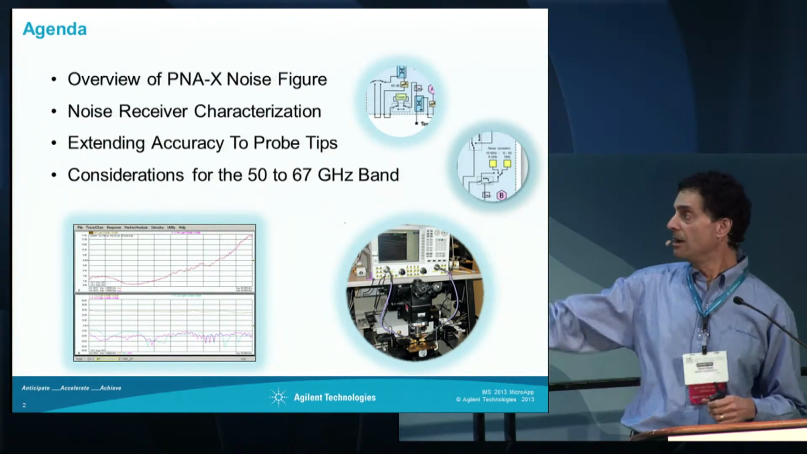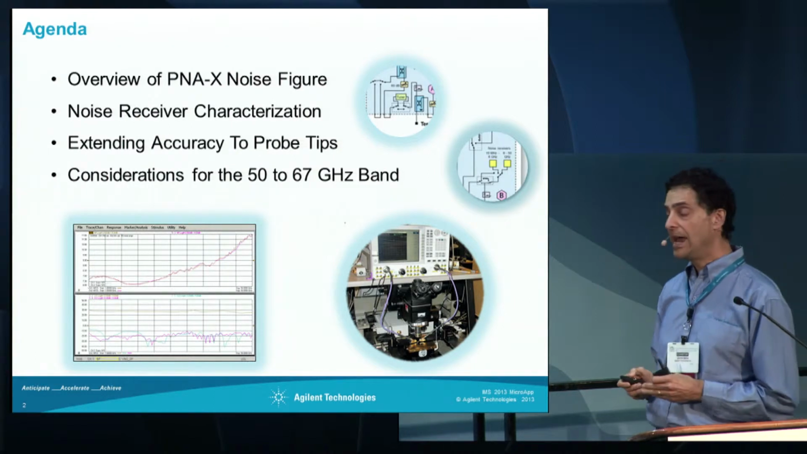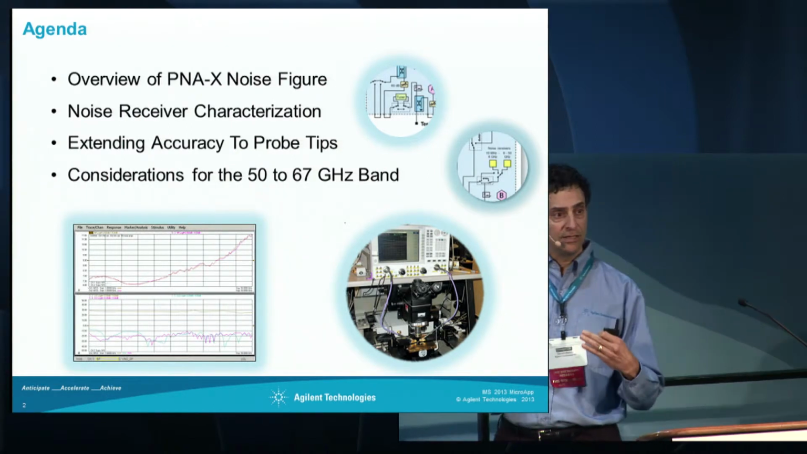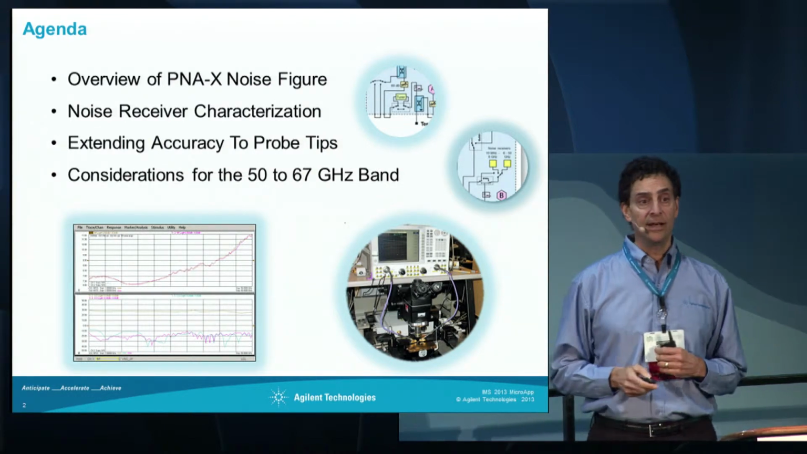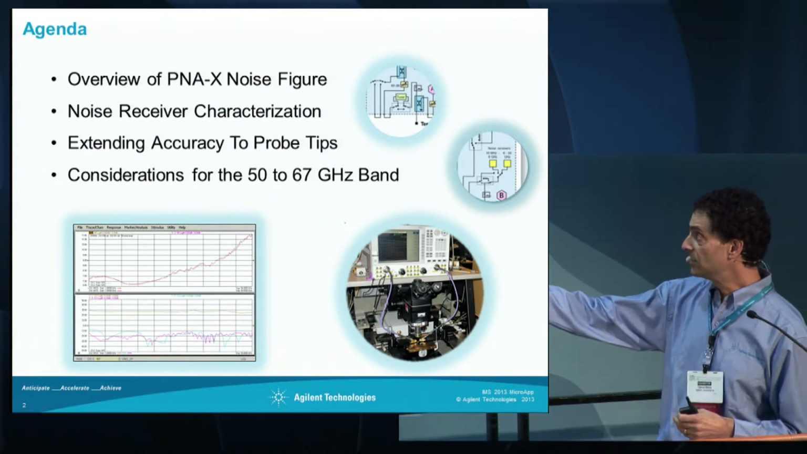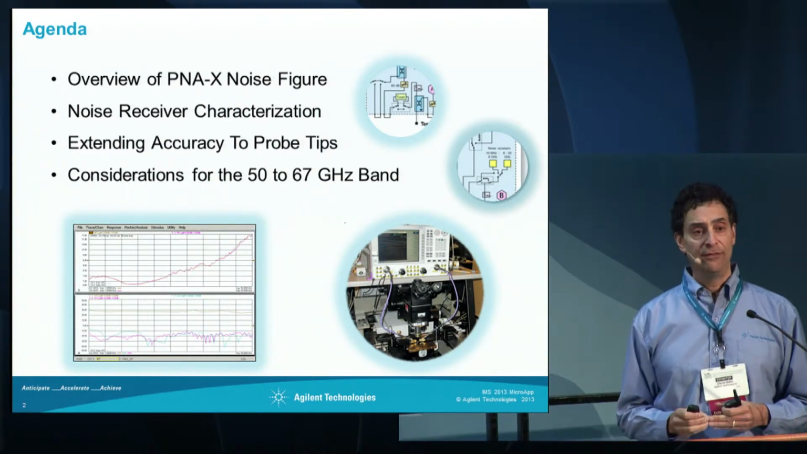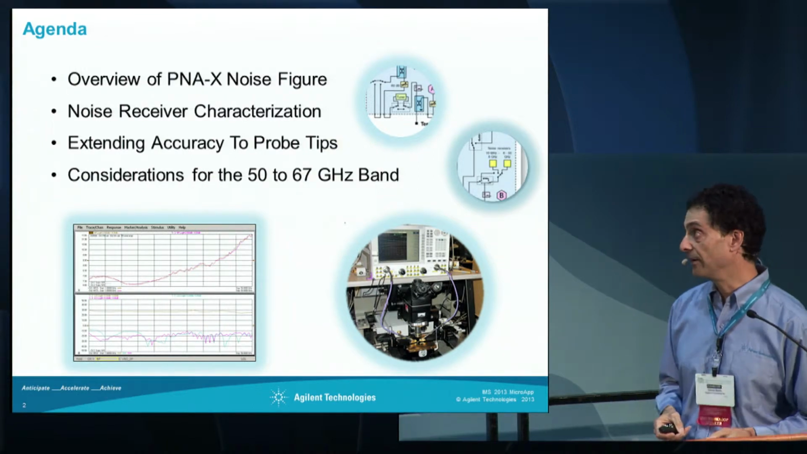And then I'm going to be talking about the on-wafer applications and getting the accuracy that we have right to the probe tips to do the on-wafer measurements. And then the last part of the paper, which I'll probably have to go through fairly fast, is talking about what to do in the 50 to 67 gigahertz band, because things are a little different there.